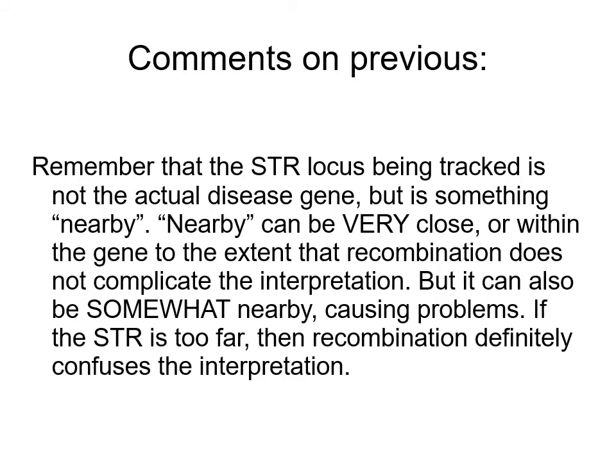Okay, so comment. Remember, the STR locus that's being tracked is not the actual disease gene. It's something nearby. Now, sometimes nearby is actually within the gene itself, and that will mean you will have very, very little recombination between the two. But sometimes they're a little bit further away, so that recombination can happen, which can cause problems in using this information diagnostically. If it's too far, then the STR recombination can confuse the interpretation of whether the child will or will not get the disease.